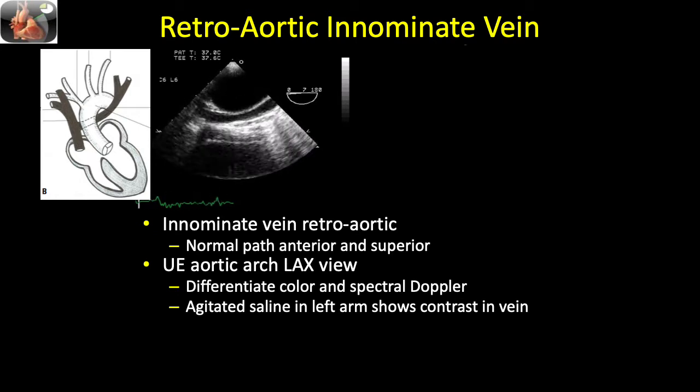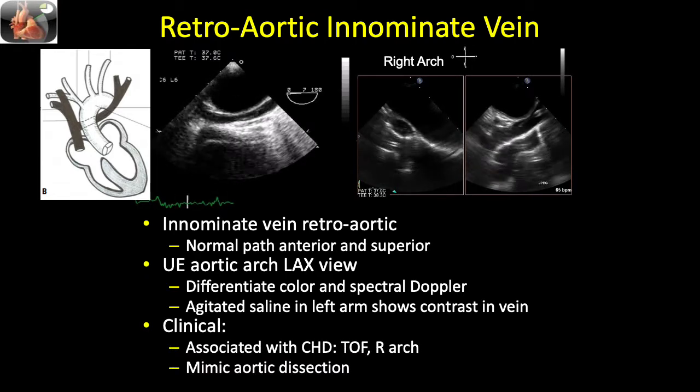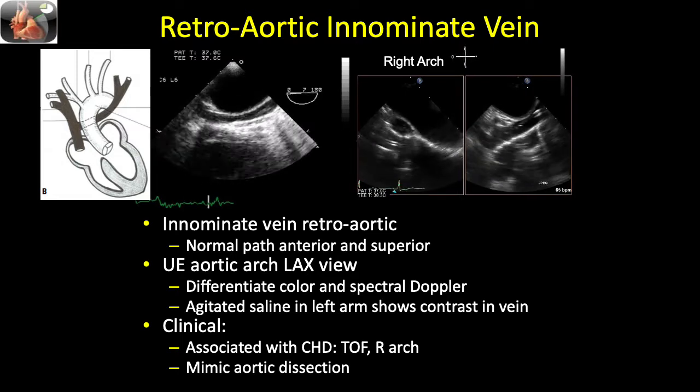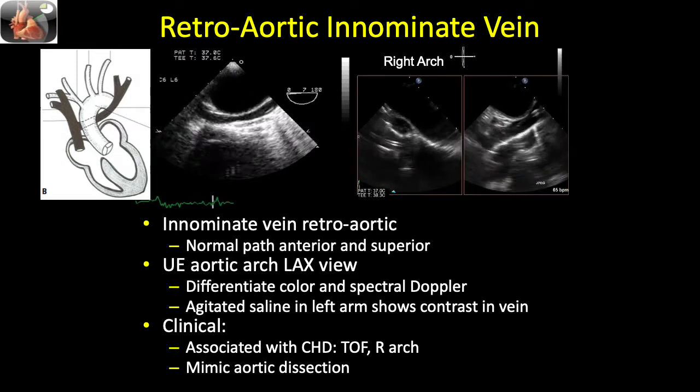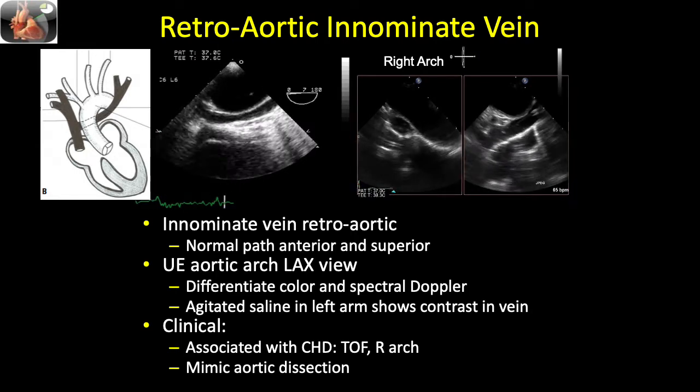An injection of agitated saline into a left arm vein will show contrast enhancement of the left brachiocephalic vein, as shown here. Clinically, it is associated with congenital heart disease, tetralogy of Fallot, and right-sided arch. It may mimic a localized dissection of the transverse aorta.